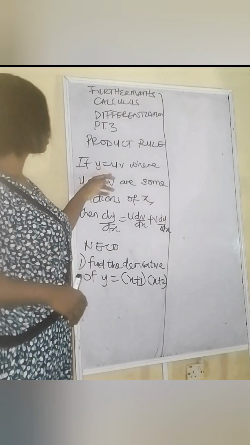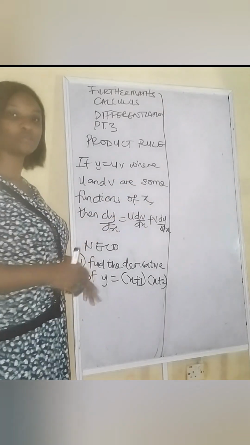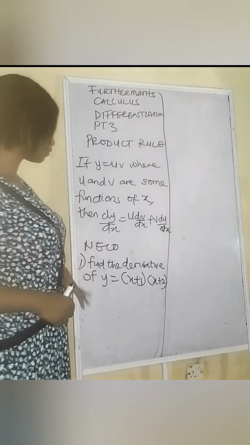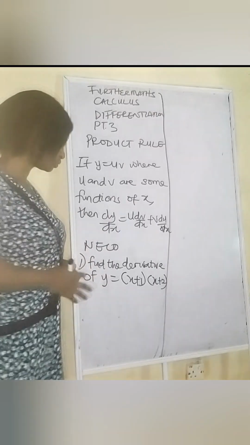It says if y equals uv, where u and v are some functions of x, then dy/dx equals u dv/dx plus v du/dx. Do you understand? So now this is a NECO question. We are asked to use this product rule to solve this question. So now let's do that.